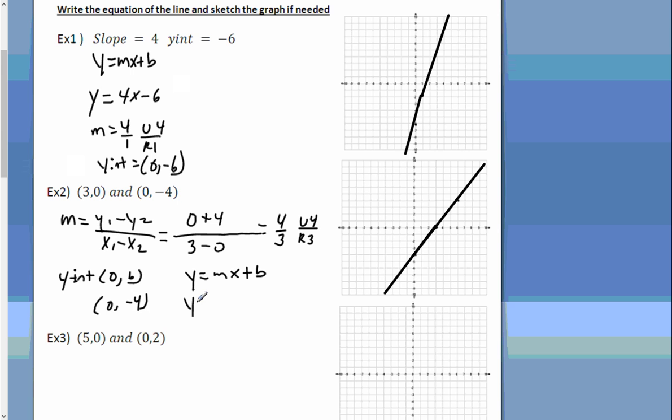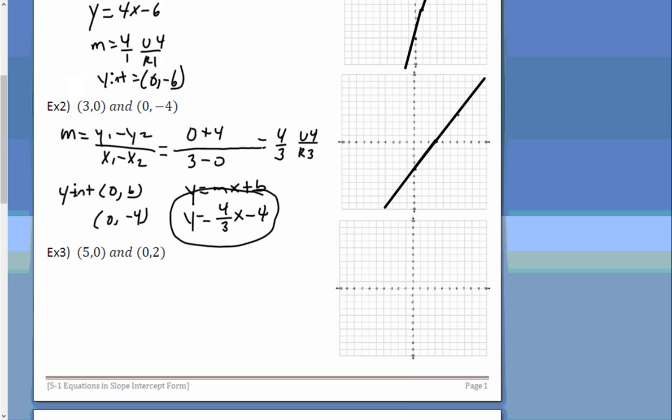So y equals 4/3, because the slope is 4/3, x plus, what's the y-intercept? -4. So plus a -4. So in actuality, plus a negative 4 is really minus 4, right? So I should change that to minus 4, not plus a negative 4. Minus 4. And that's the equation of the line. Okay? Next example.